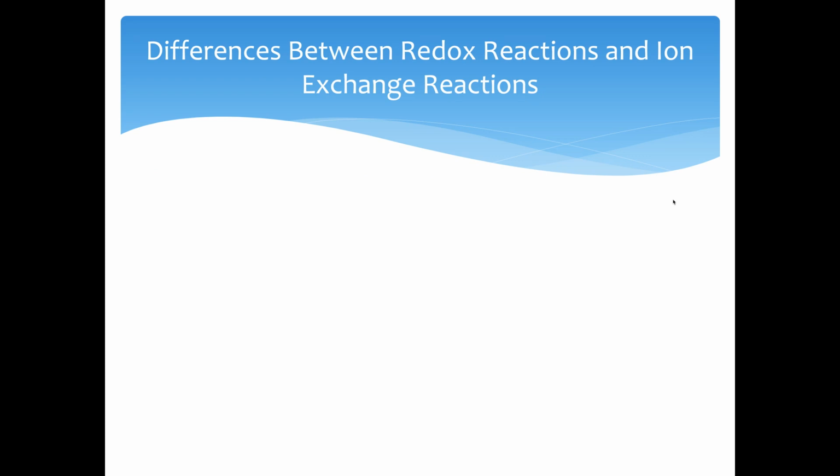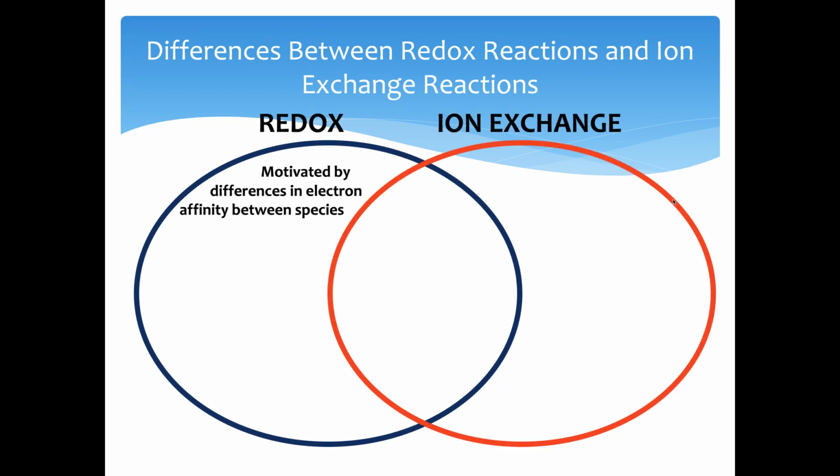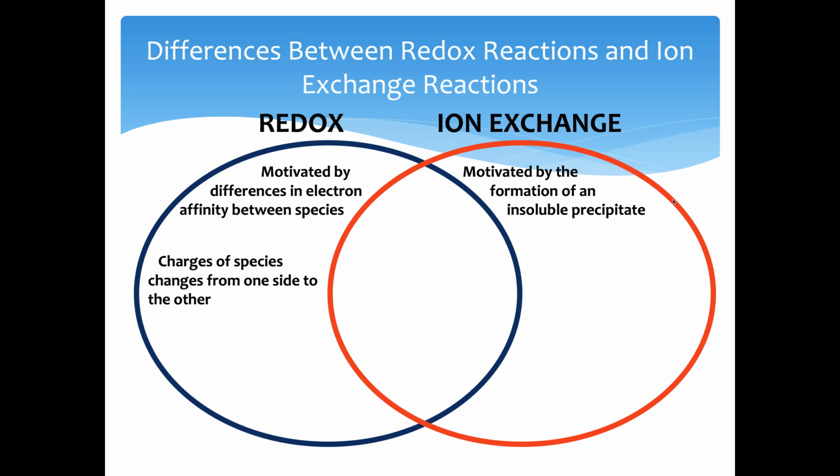Now, some prime examples of differences between the redox reactions and ion exchange reactions. Redox reactions are motivated by differences in how much different species are attracted to electrons, whereas ion exchange reactions are motivated by the formation of an insoluble precipitate. Redox reactions involve changes in charge from one side to the other. In ion exchange reactions, there is no change in charge. Otherwise, we would have labeled it under redox reactions.